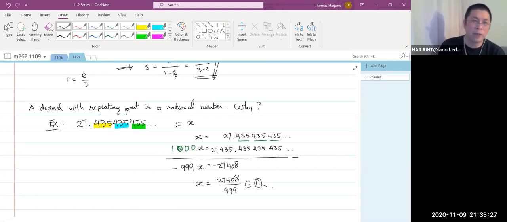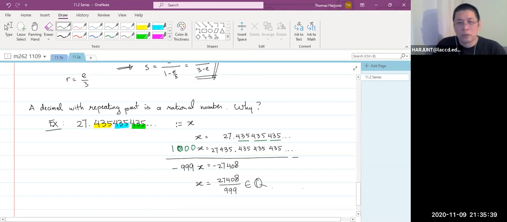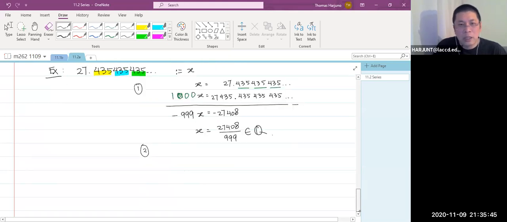Okay, so this is actually the fast way to find what is that as a rational number. And actually the way I do it is way too hard. That's the first way. Let me do it another way. The second way is seeing this 27.435 as 27 plus 0.435 repeatedly. I will say let y equal the decimal part.